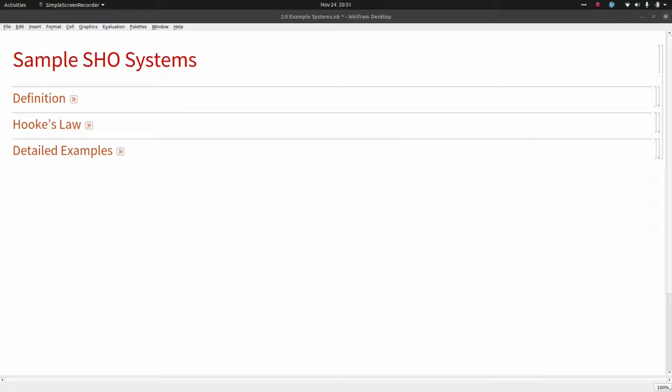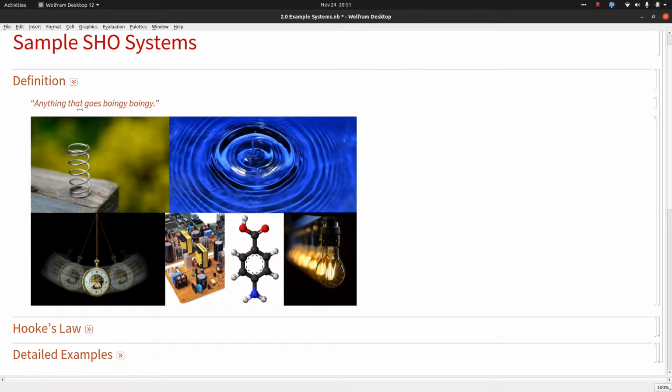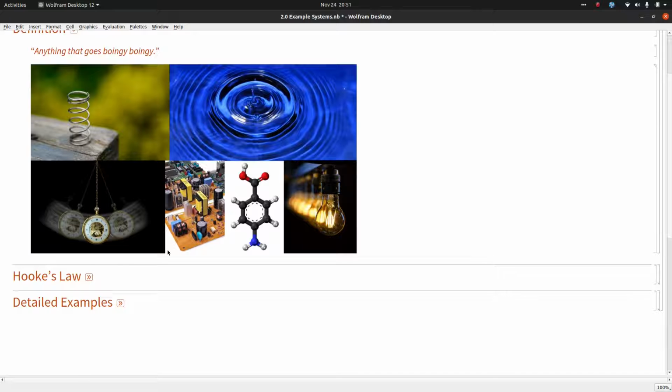by simple harmonic motion. So we began our discussion with the simple harmonic oscillator by saying that we're going to define it as anything that undergoes an oscillatory motion, or the way I put it was anything that goes boingy, boingy, boingy. And we're going to keep that definition, and we're going to explore a few different examples of systems that you can describe that way.